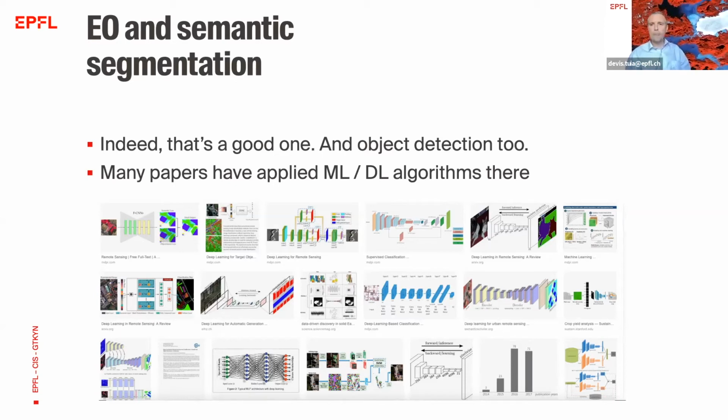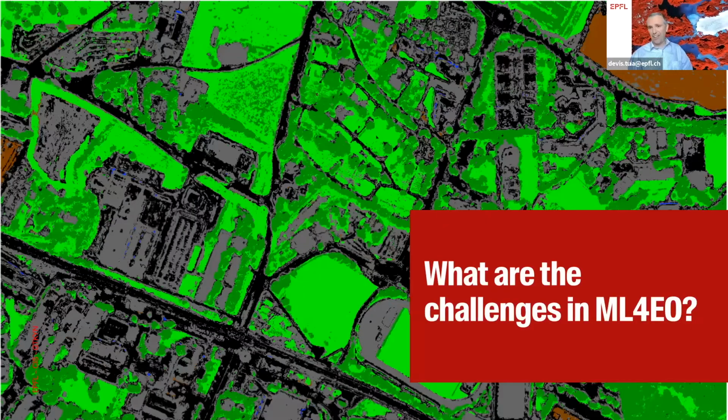So there is a lot of research, but sometimes it also seems that there is maybe a little bit too much, because the topic seems a little bit exhausted. But fortunately, this is not the case, because there are a lot of things still to be done. So I wanted to spend a few minutes to show you 3 challenges that remain in machine learning for EO.